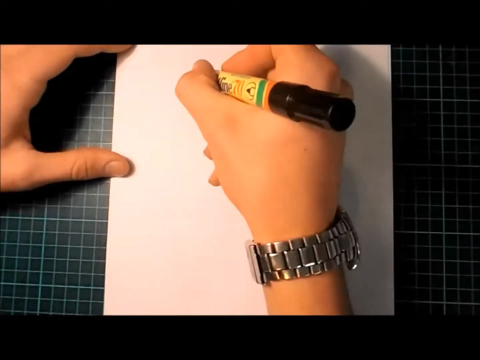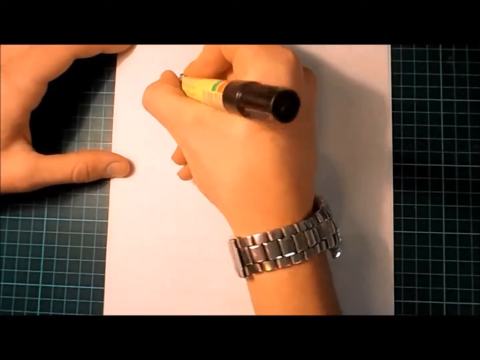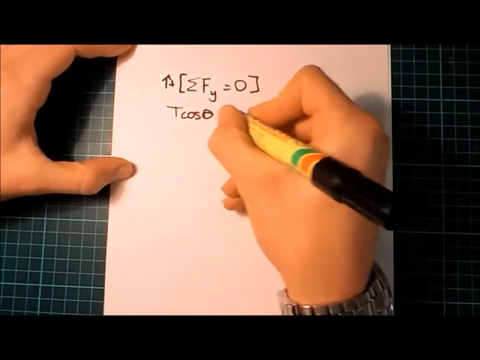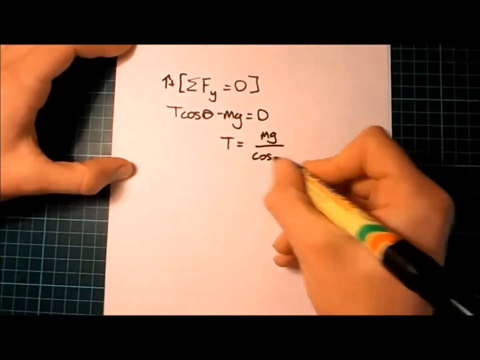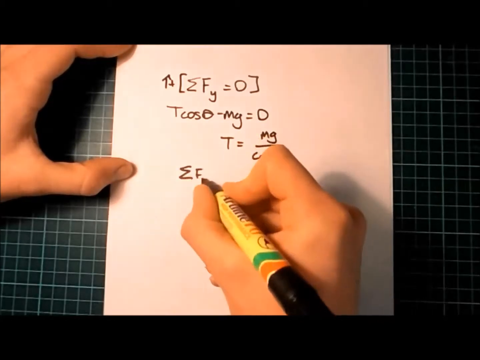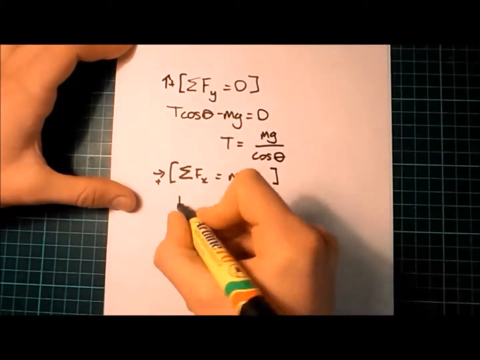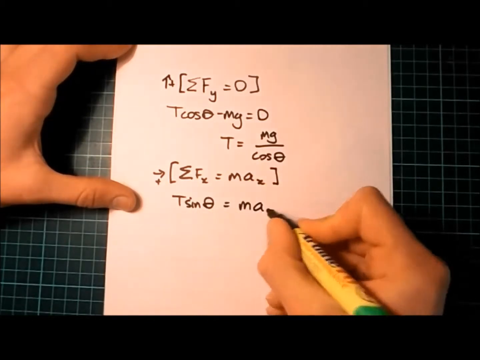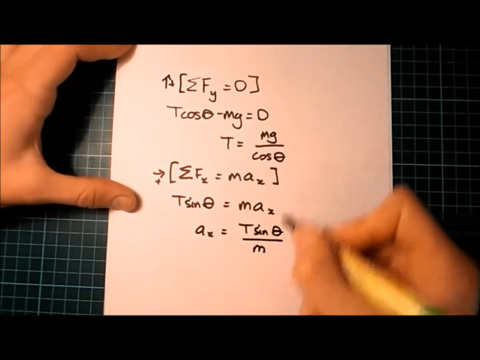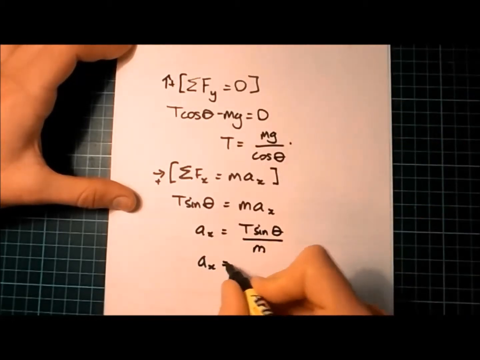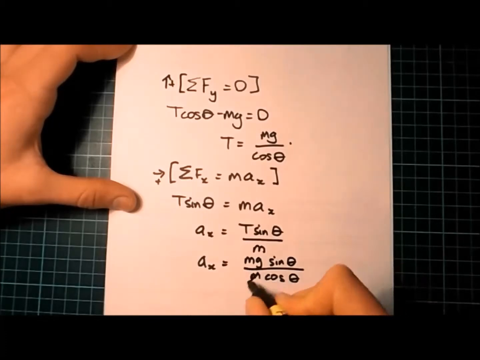Now we're going to assume that when I'm taking my measurements, there's no movement up or down, so the sum of the forces in the y direction equals 0. Solving that equation, we get T equals mg on cos theta. Now in the x direction, it is accelerating, so the sum of the forces in the x equals m a_x. Solving that equation, we get a_x equals T sin theta on m. Substituting back in our value for T, which we got above, we get that a_x equals g tan theta.